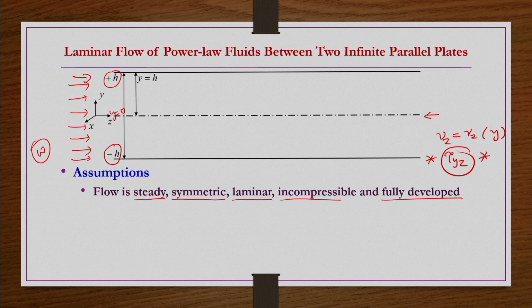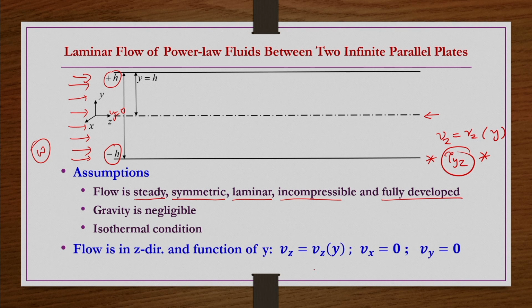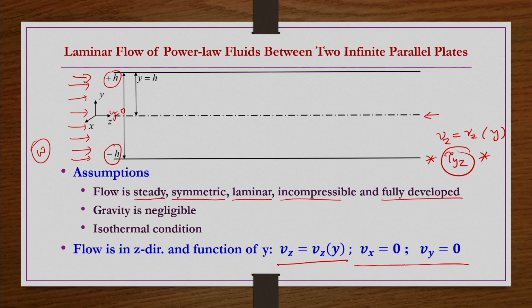Another assumption is that we have horizontal plates, so gravity is negligible. Then isothermal conditions, no reactions, no mass transfer, etc., standard things, and the flow is dominated in the z direction. So, the Vz component exists, and it varies in the y direction. So, Vz is a function of y only. Vx and Vy are very small compared to Vz, so we can take them as 0.